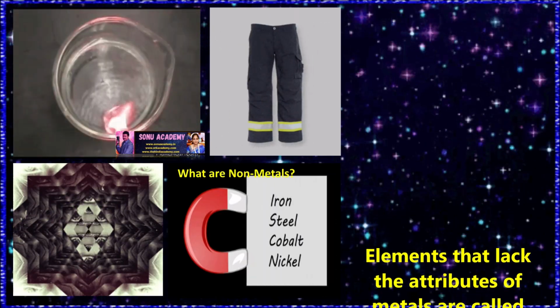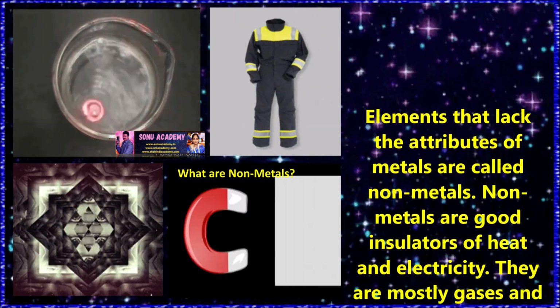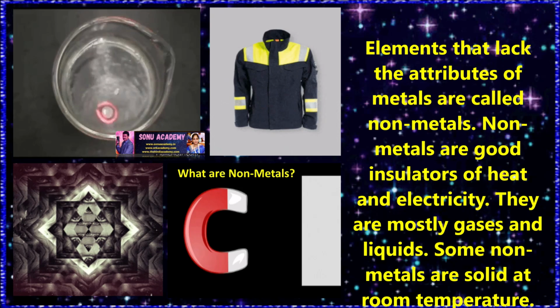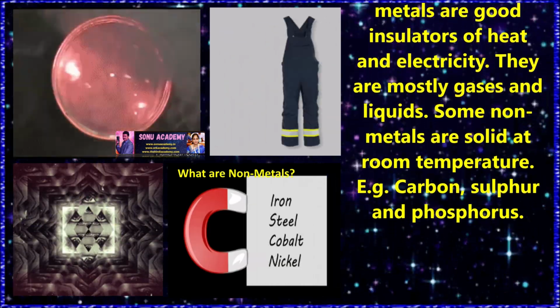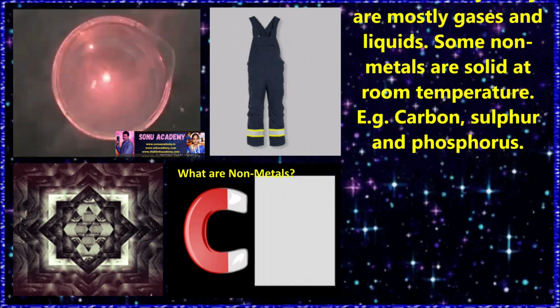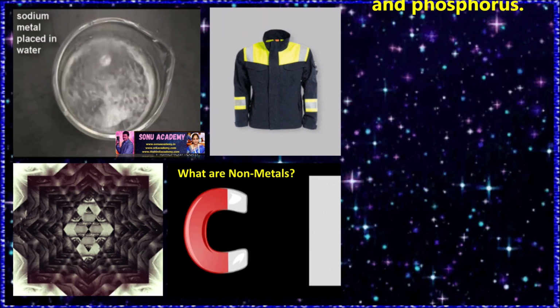Children, let us discuss non-metals. Elements that lack the attributes of metals are called non-metals. Non-metals are good insulators of heat and electricity. They are mostly gases and liquids. Some non-metals are solid at room temperature. Example: carbon, sulfur, and phosphorus.